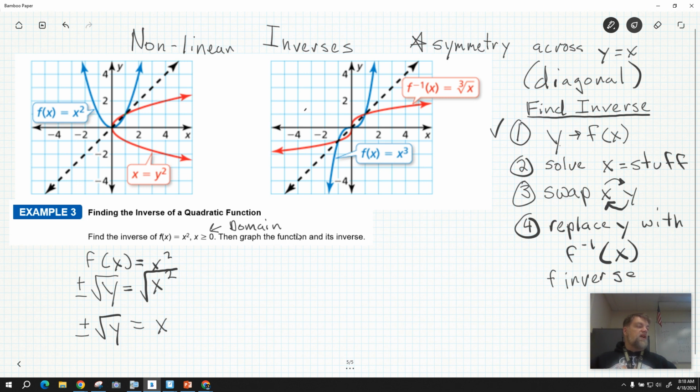Or the square root of y, I should say. So that's done. We've solved for x. Now we swap the x and y, so I'm just going to write that over here. I'm going to say y equals plus or minus the square root of x. So I changed a couple things.